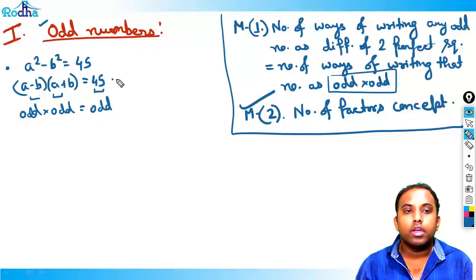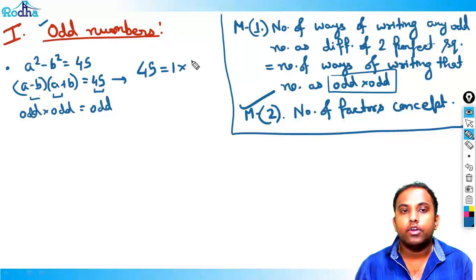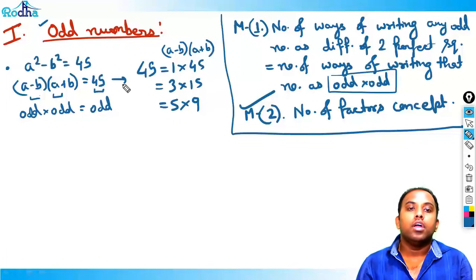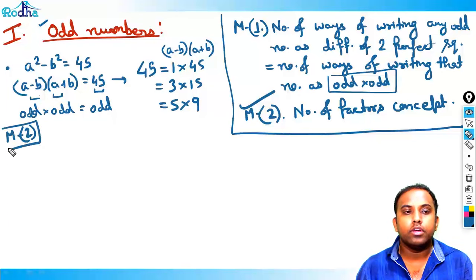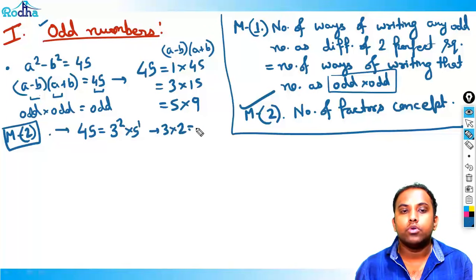Now see, what we did for 45 is, understand this square funda: 1 into 45, 3 into 15 and 5 into 9. It was like (a minus b) into (a plus b). Now, 45 has how many factors? If I come to method 2, what to do first here? 45 is equal to 3 square into 5 raised to 1. So it has 3 into 2, total 6 factors. So 45 has 6 factors.